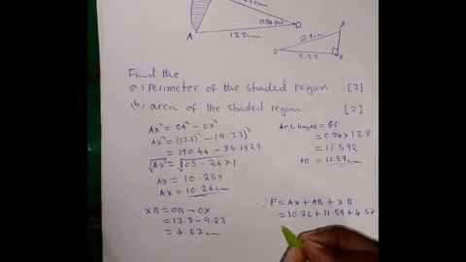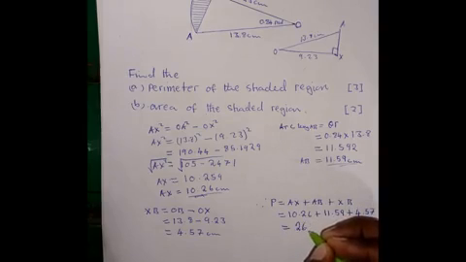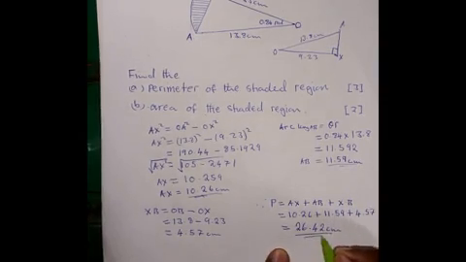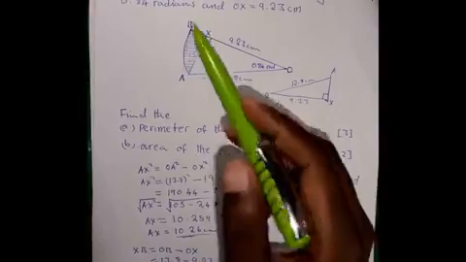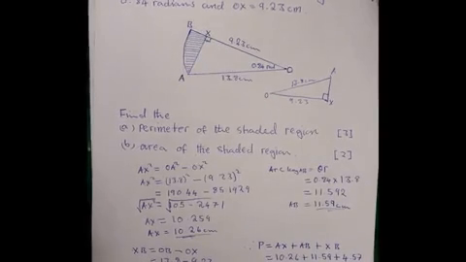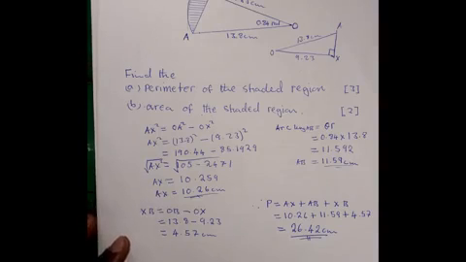What do you get when you add? So when you add this, you get 26.42 centimeter. So this is our perimeter that you find. So this is the shaded perimeter of this shape here. So our shaded perimeter is 26.42. So that's the answer.